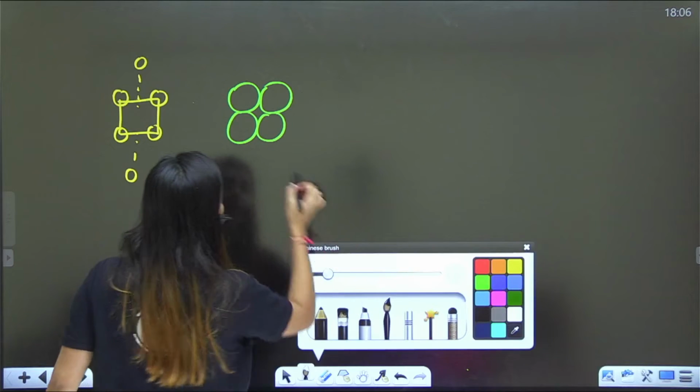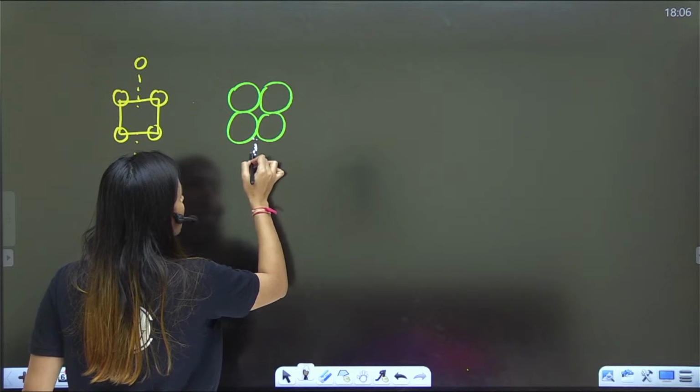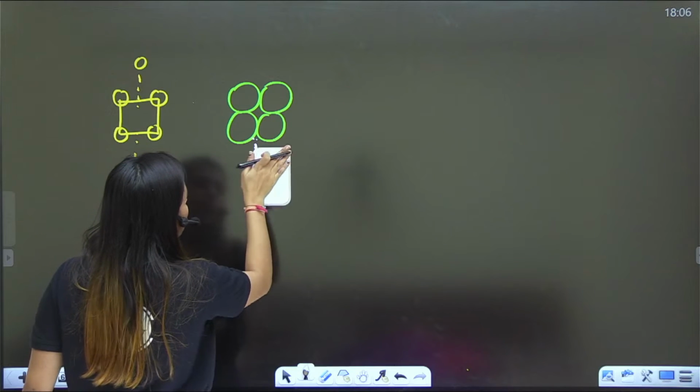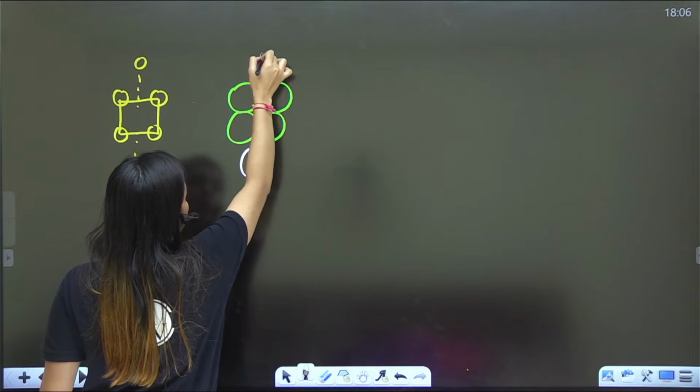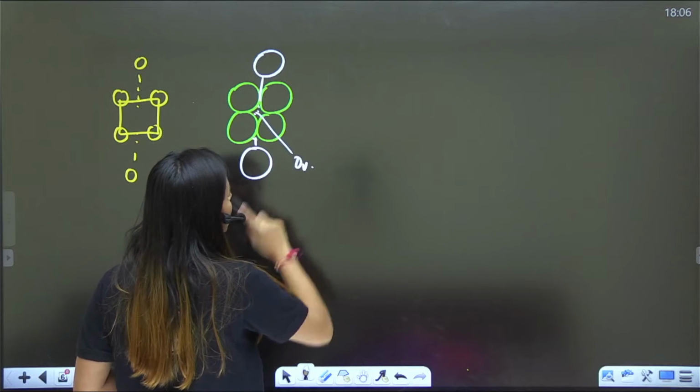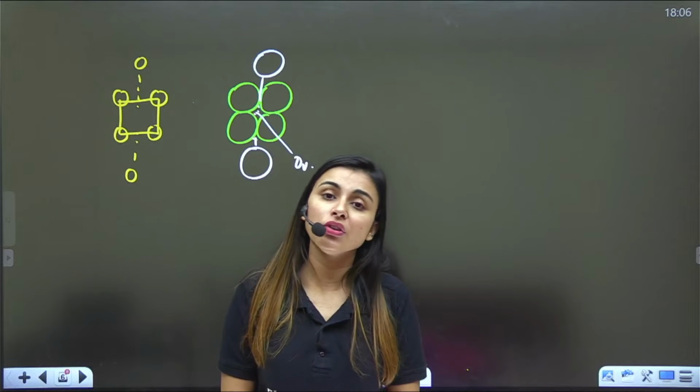So let me say the one ball below is like this, and then you have one ball above like this. So this is how your octahedral void looks like. This is your octahedral void. This is known as your octahedral void, okay.